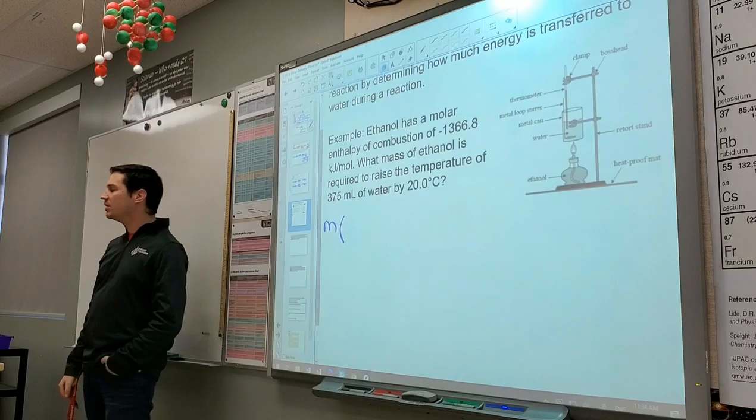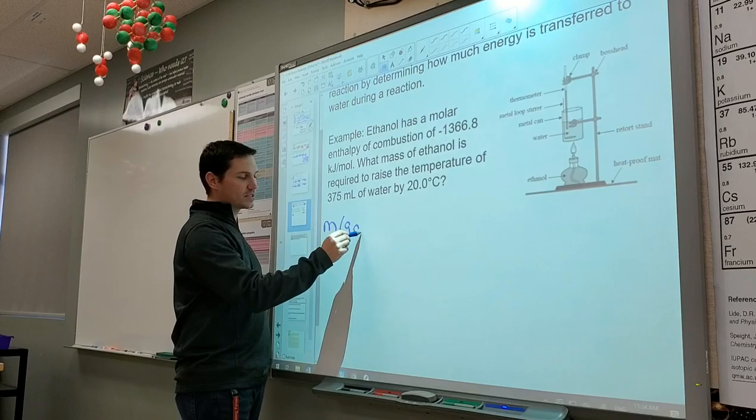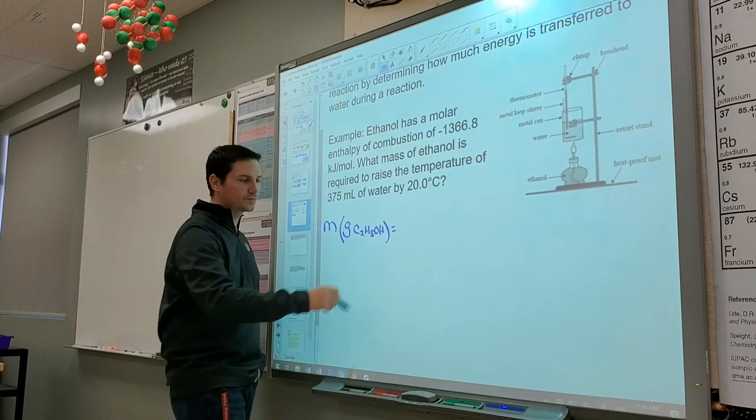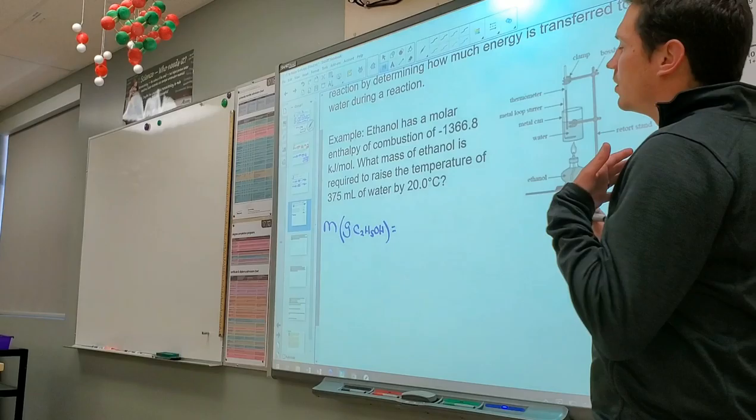What are we looking for in here? The mass of ethanol. Good. We're looking for the mass. And what is mass typically measured in? Grams. Okay, grams, and I'm going to say ethanol, so that's C2H5OH.